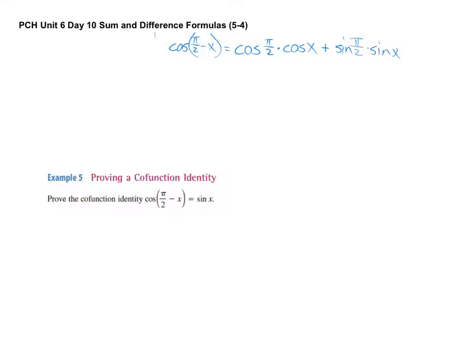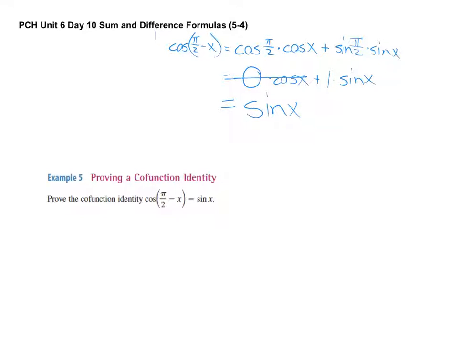Now we can use our unit circle. What's the cosine of pi over 2? It's 0. So 0 times cosine of x, plus, what's sine of pi over 2? That's 1. That's 1 times the sine of x. And then 0 times cosine of x cancels out, because 0 times anything is 0. So that's just sine of x. We've got it. We have to know our unit circle here.